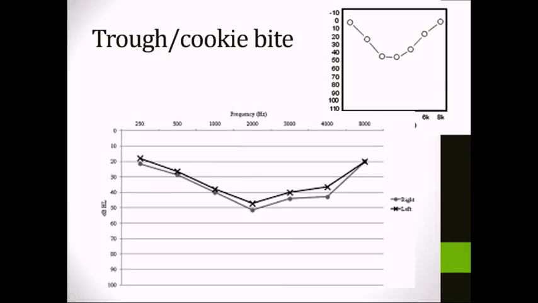These are trough or cookie bite hearing losses, where the hearing is better at either end, and in the middle it looks like a little trough. Or I guess it looks like you just took a bite out of a cookie. Cookie bite is, again, sort of older terminology, but still used. And it's still terminology that I use in writing reports as well. Your book calls this a trough hearing loss.